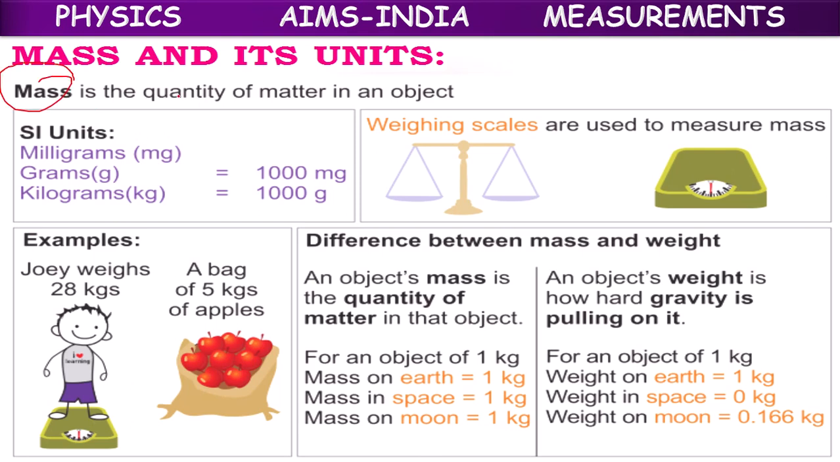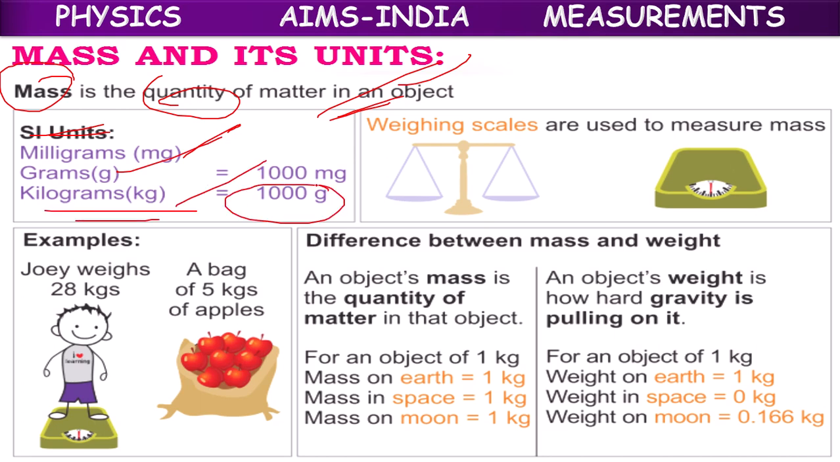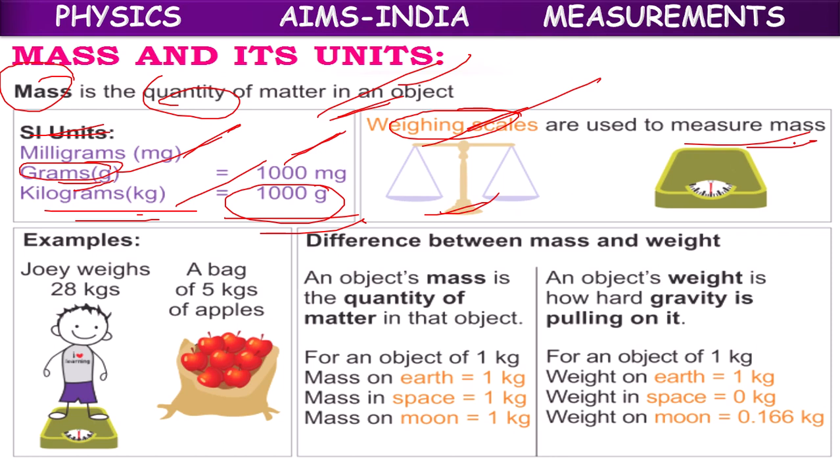Okay, children. Mass means the quantity of matter in an object. Its units are milligrams, grams, kilograms. 1 kilogram equals 1000 grams. 1 gram equals 1000 milligrams. A weighing scale or common balance is used to measure mass. So here Joy weighs 28 kgs. A bag weighs 5 kgs of apples. Like that we can tell.